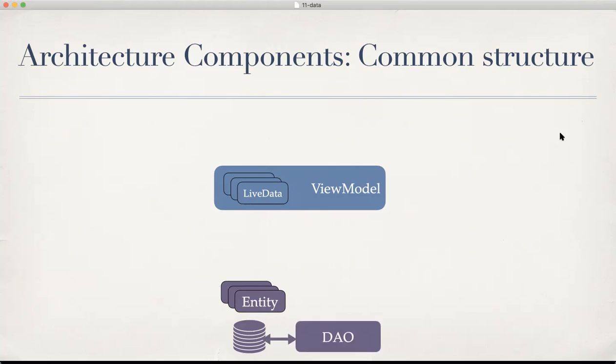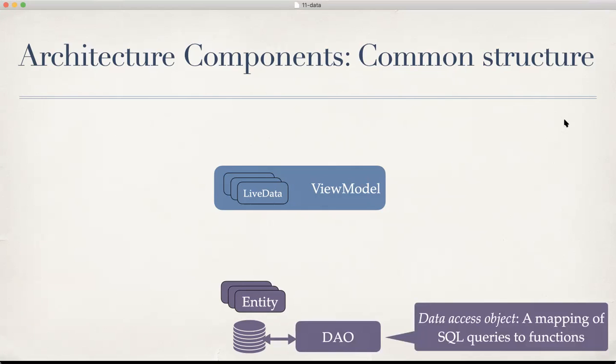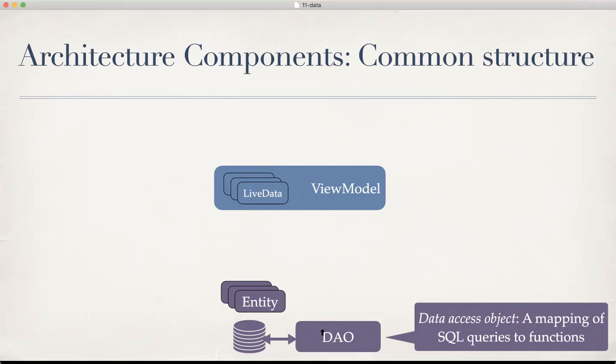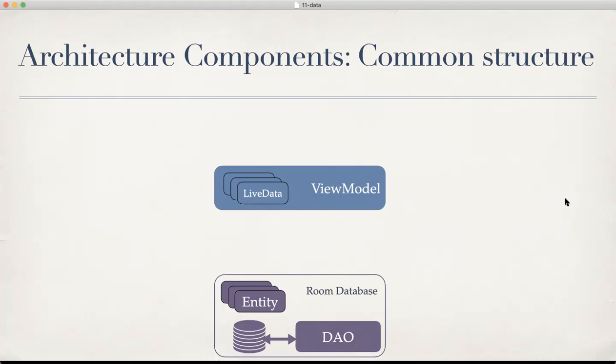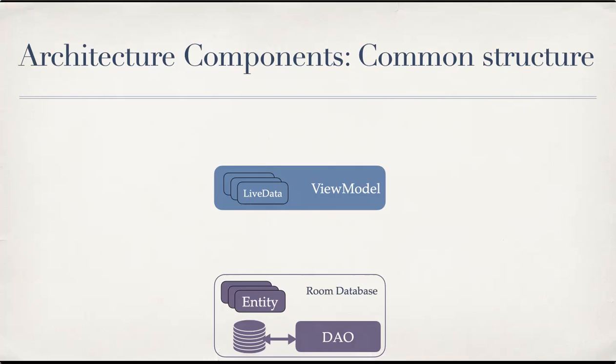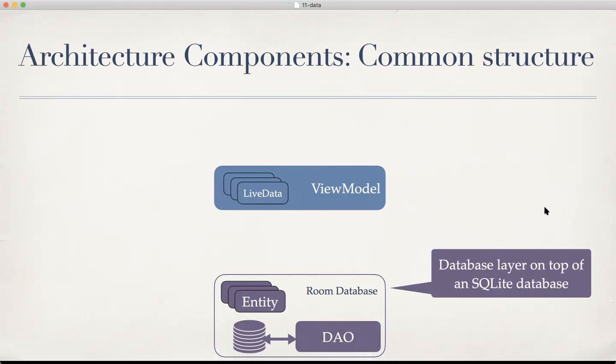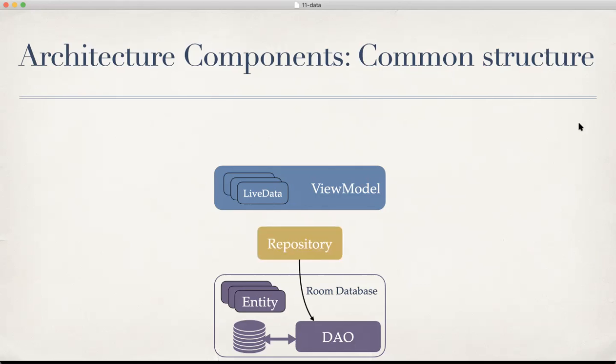To access these, we have DAOs, data access objects, which are basically mappings of the SQL queries to functions and methods in Java. And all three of them together, they form the Room database. So Room is the name of the library we are using, and this creates the database layer for you on top of the underlying SQLite database. Okay. So we'll be dealing with this layer and not directly with an SQLite database in the raw form in the layers above this. So what's above the database?